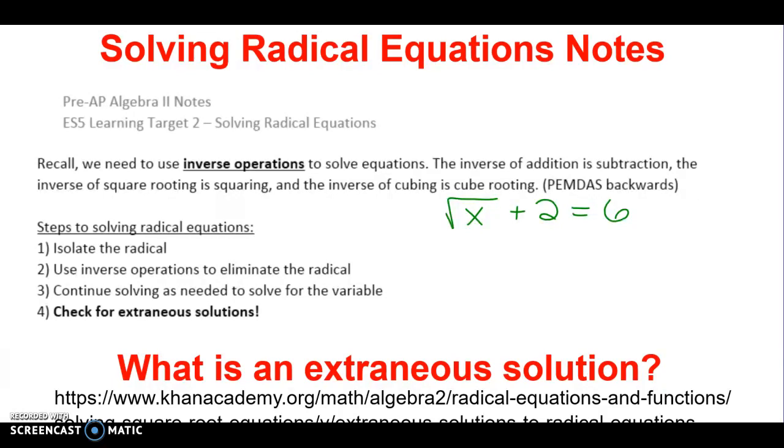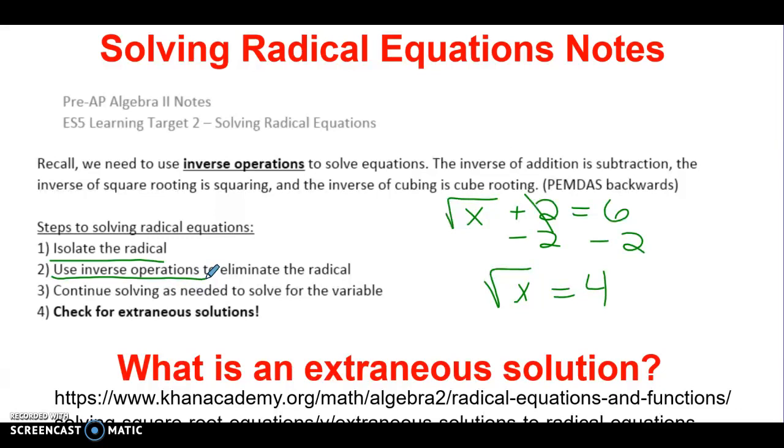No. What else is on that side of the equation? The 2. Yeah, so that's what it says. Isolate the radical, so we're subtracting 2. Okay, so now I have the square root of x equals 4. Okay? Step 2 says use inverse operations.